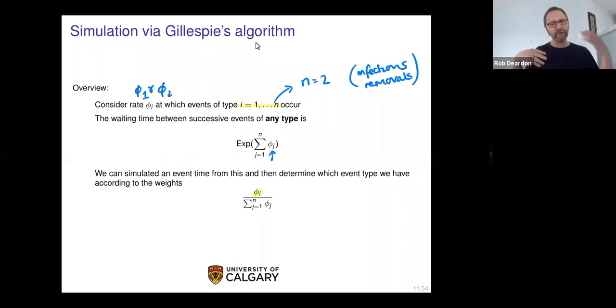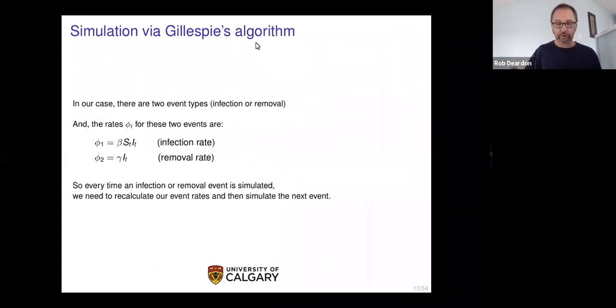So we can do it in two steps, and this is much more efficient than simulating the infection time for every next event and then taking the minimum, which is computationally much nastier. So we can use this framework to simulate when the next event occurs and what type it is, and of course, whenever an event occurs, whether it's an infection or removal, the rates will change.